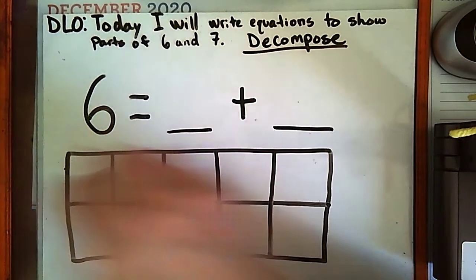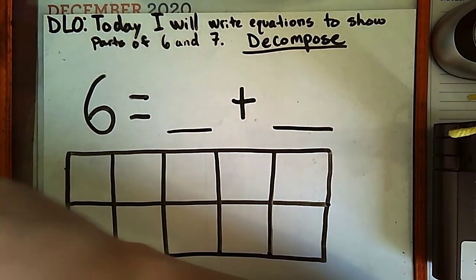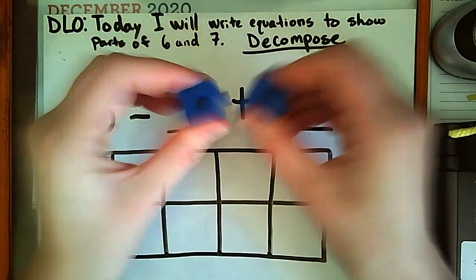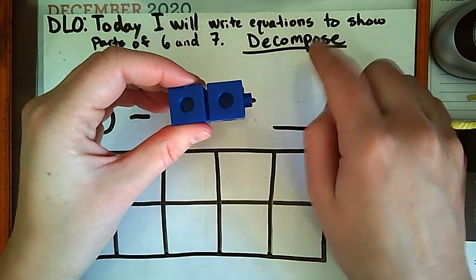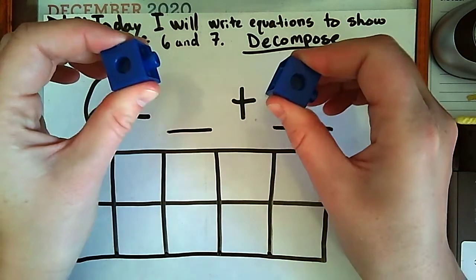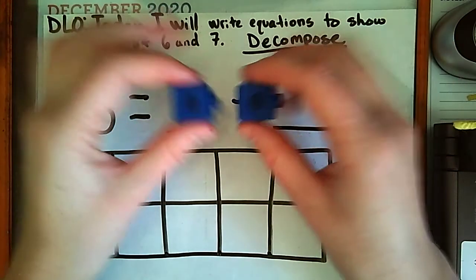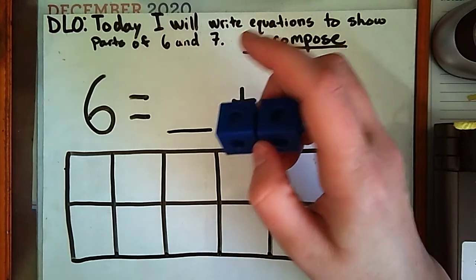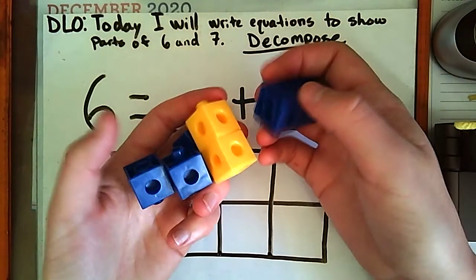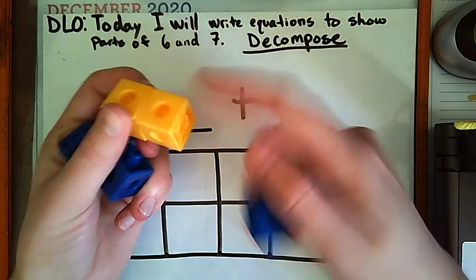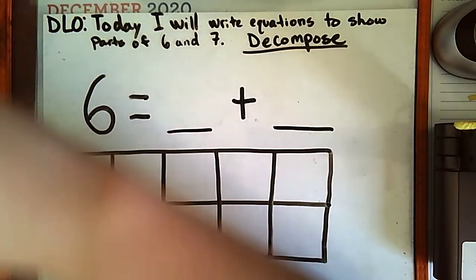So decompose. If you remember from last quarter, decompose means break apart. So we have a whole, and if we're going to decompose it, we're going to break it apart and find two parts. So if you're going to work along with me, get your bag of cubes. You'll need both colors. You'll need 7 of one color and 7 of the other color.